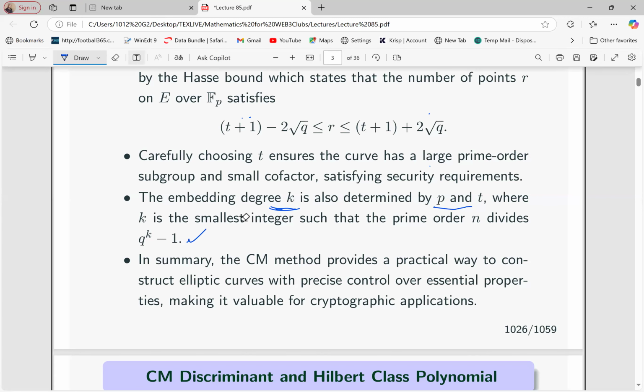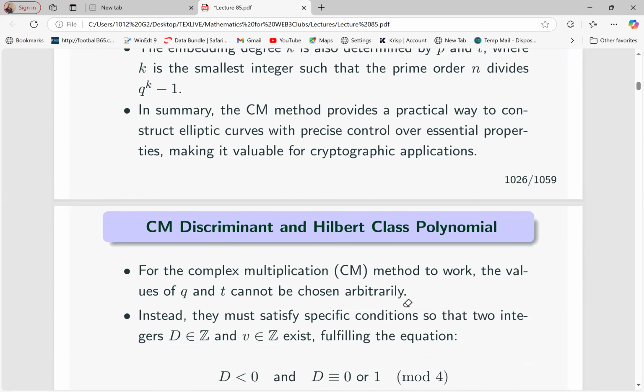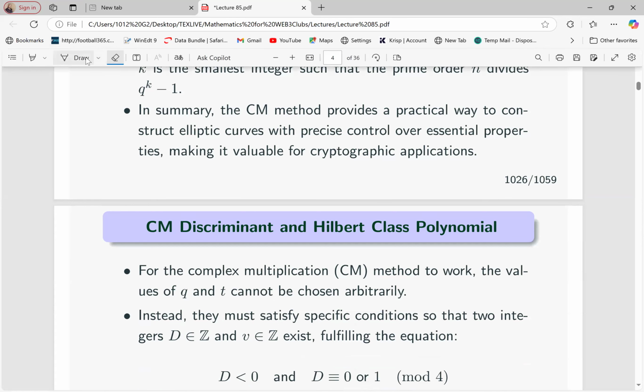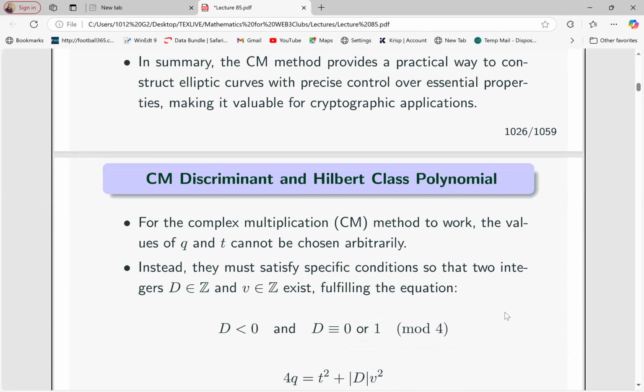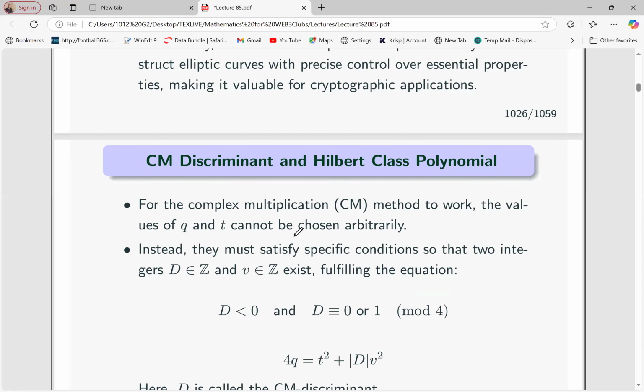Okay, so let's now go into the next step. The first step, you just said choose your field. Choose your Q such that it is equal to P raised to M. Then T. After you've chosen those, the next thing you do is get the J invariant. But before that, let's find the discriminant and the Hilbert class polynomial. These are not very complicated. The names might appear complicated, but when I explain, you will understand what they are.